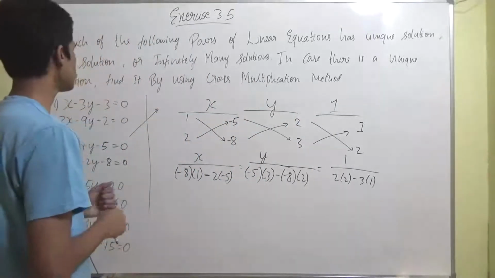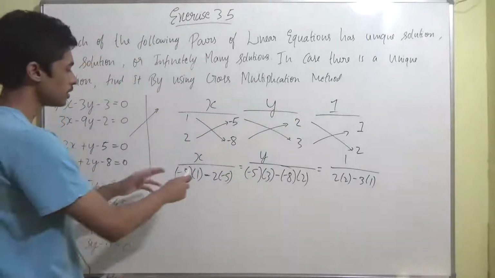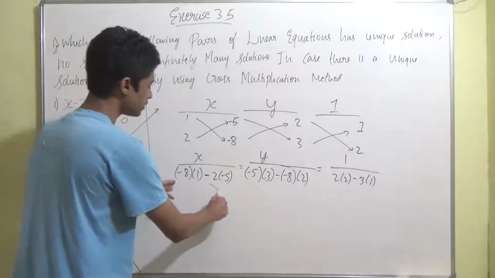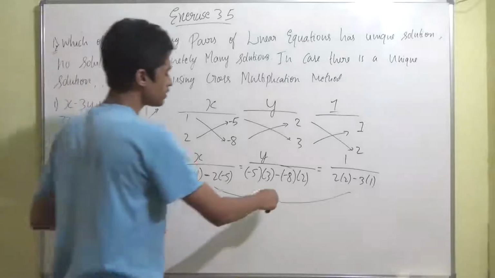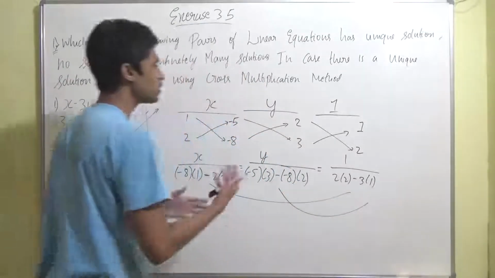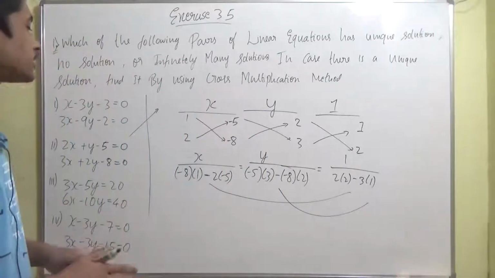Now to find the values of x and y, what will we do? First we'll equate this one and this one, and that time you'll get the value of x. Then we'll equate y and this term, and then you'll get the value of y. As simple as that, guys.